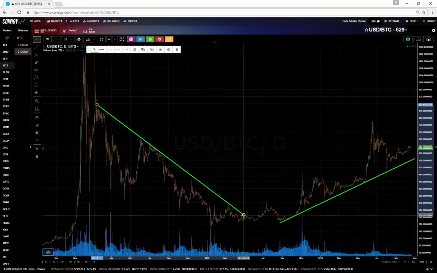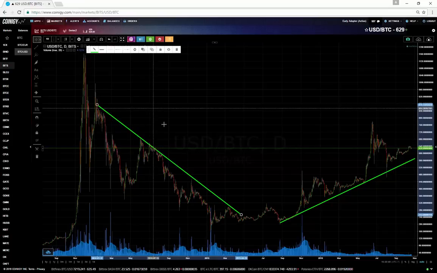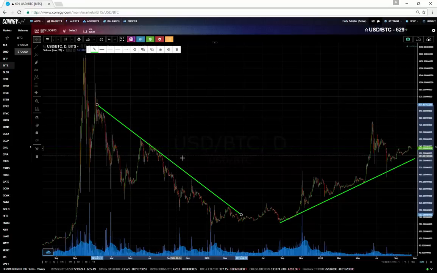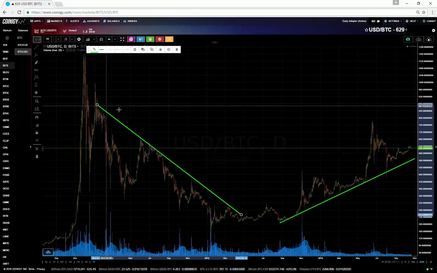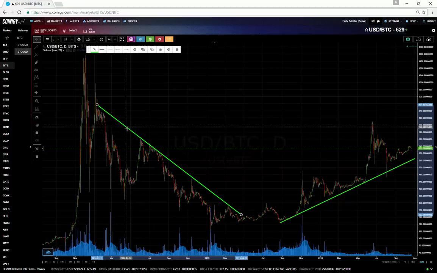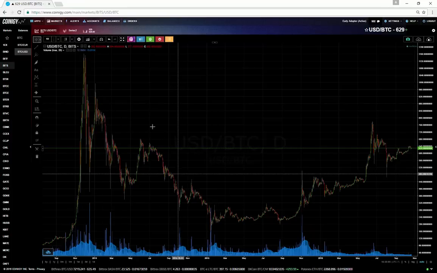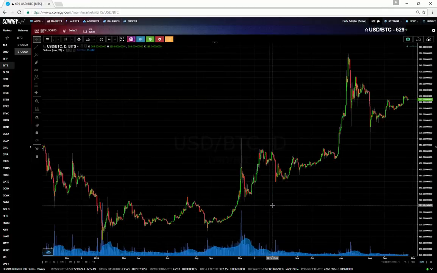Now, you're not going to get exact price areas, right? You'll get general areas, but it doesn't have to be exact or extremely precise, right? Because we're just looking at general zones and regions here, right? So let me just delete these. So that's just determining bear trend versus bull trend, the most basic way.